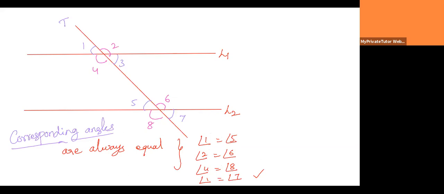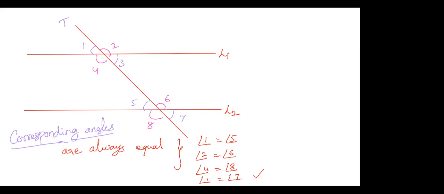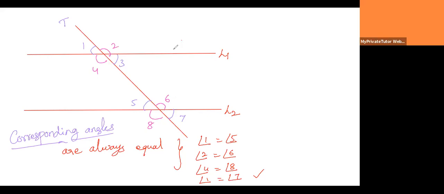Alternate angles. Anybody? Alternate angles. Better. 3 and 5, someone said 3 and 5. Yeah, so the meaning itself, you can see the alternateness, one after another, right? So we can take it as 3 and 5 or 4 and 6, opposite on the other side. Yep, exactly. I think alternate angles are also equal in this case.